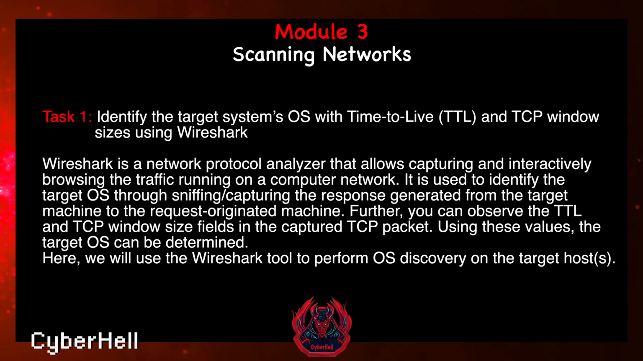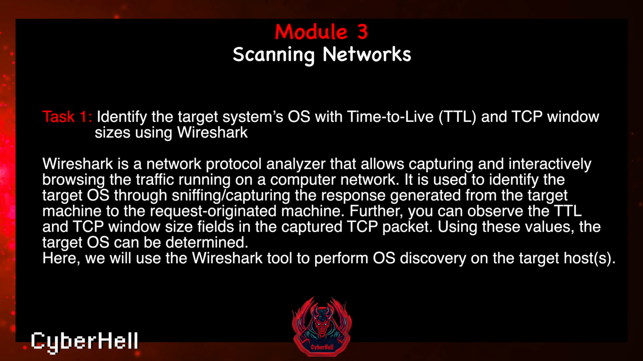Task 1, identify the target system's OS with time to live, TTL, and TCP window sizes using Wireshark. Wireshark is a network protocol analyzer that allows capturing and interactively browsing the traffic running on a computer network. It is used to identify the target OS through sniffing/capturing the response generated from the target machine to the request-originated machine. Further, you can observe the TTL and TCP window size fields in the captured TCP packet.